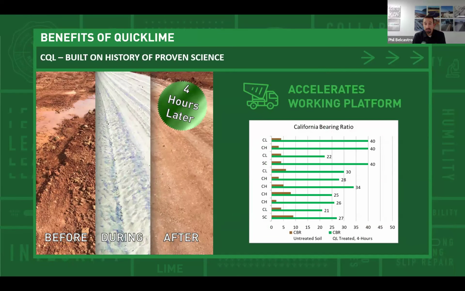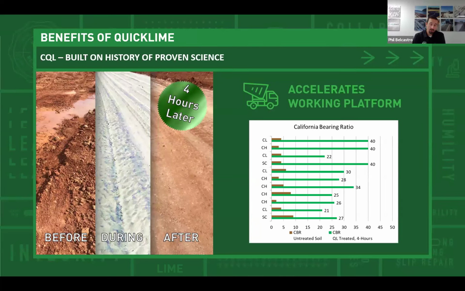So we're going to accelerate that working platform. We talked about the CBR. Here are a couple we've tested, fat and lean clays, some others mixed in there, but low CBRs to start on the brown there, the untreated, versus essentially immediately the treated CBRs. 4 hours later is when we tested them. You saw how quick it's happening in the bowl. Those CBRs increased 2, 3, 4-fold at times to something much more desirable to build on.